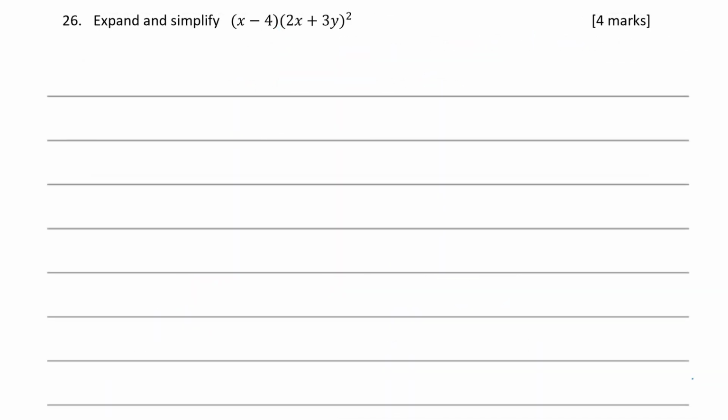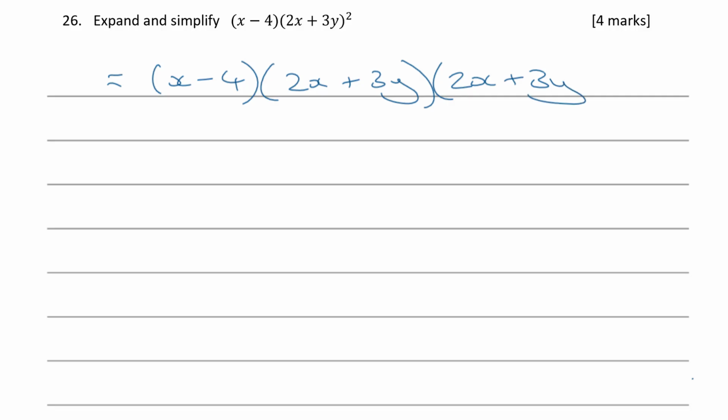26. Expand and simplify x minus 4 times 2x plus 3y all squared. Okay, well, let's start off by writing it out as 3 brackets rather than with the square sign in. So x minus 4 times 2x plus 3y times 2x plus 3y.